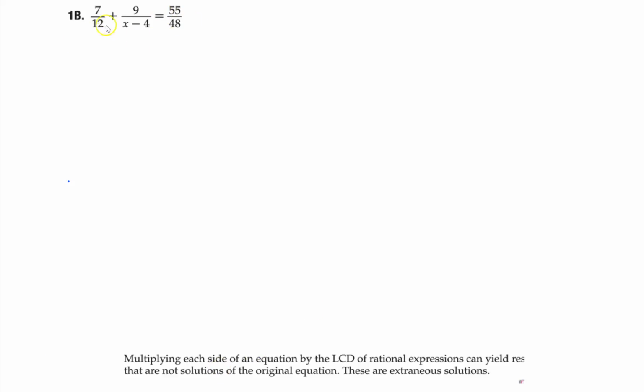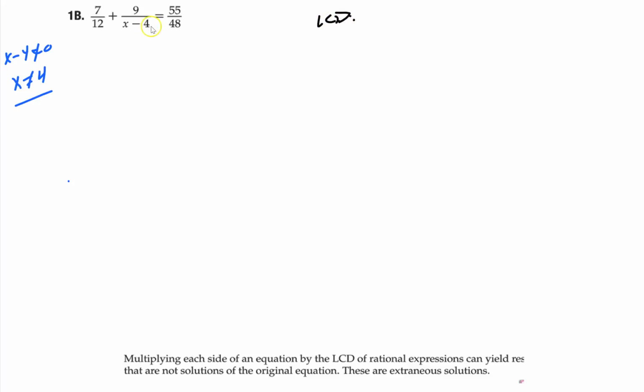Example 2. First we'll start with our restrictions. Right here's the only thing I have to worry about: x minus 4 cannot equal 0, because otherwise we're going to divide by 0. And you get x cannot equal 4. So as long as I don't get 4 as my answer, I'm good. And then the next thing I do is find the LCD.